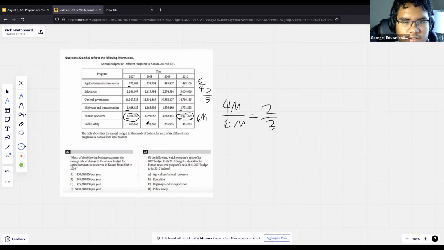And public safety, we get the same thing again. 2 and 4. When you put those over one another, you get a ratio of about 1 to 2. So as you can see, the closest answer to what we're trying to find is education, which has an approximate ratio of 2 to 3, just like the human resources. So the correct answer is B in this case.